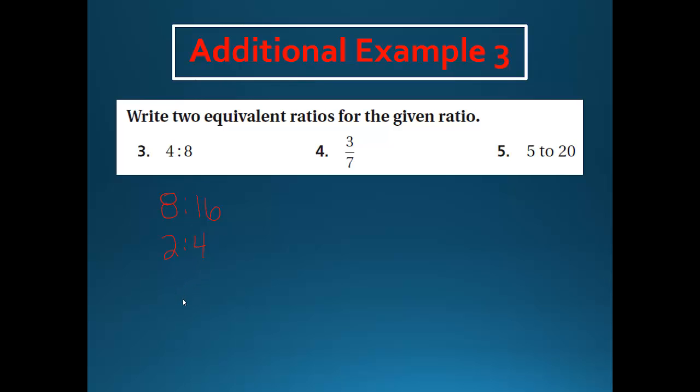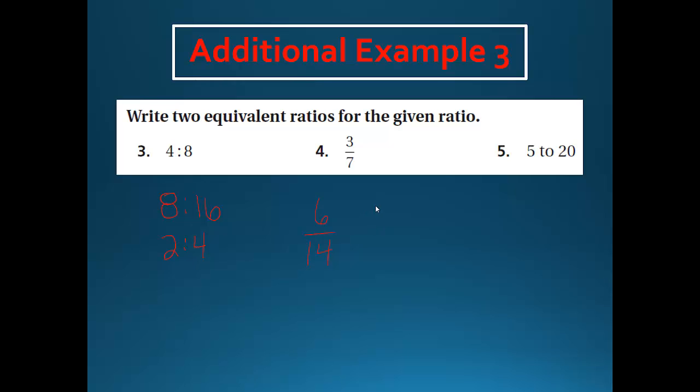Other answers you might have had for this problem are 1 to 2, because you could divide them both by 4, or 12 to 24, because you could multiply them both by 3. There are also other answers that would be correct for this problem. For number 4, we have 3 to 7. We can multiply both 3 and 7 by 2. So 3 times 2 is 6, and 7 times 2 is 14. So 6 to 14 is an equivalent ratio.